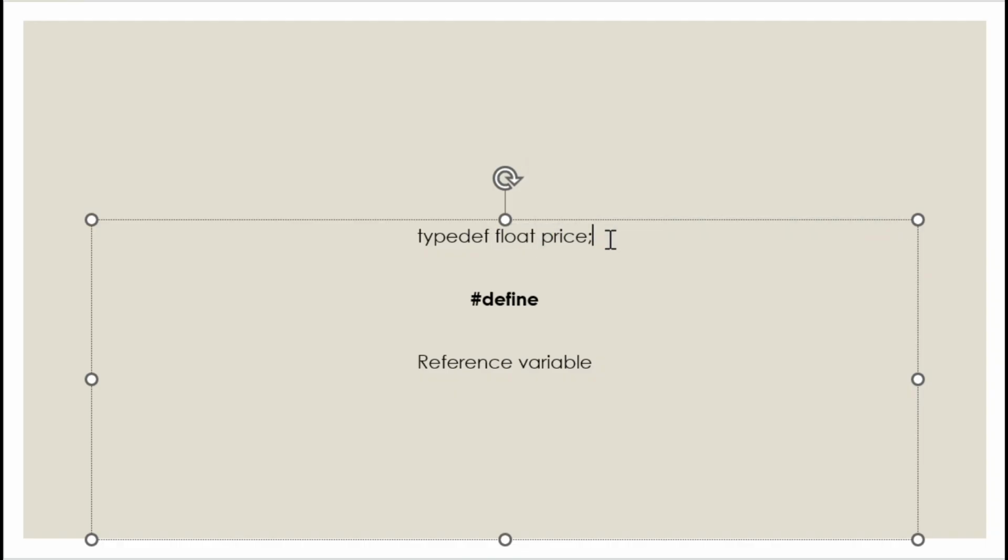If I want to define a float variable called a, after writing typedef float price semicolon, I can write float a semicolon or price a semicolon. So that is the use of typedef. It is used for better understandability by the user.